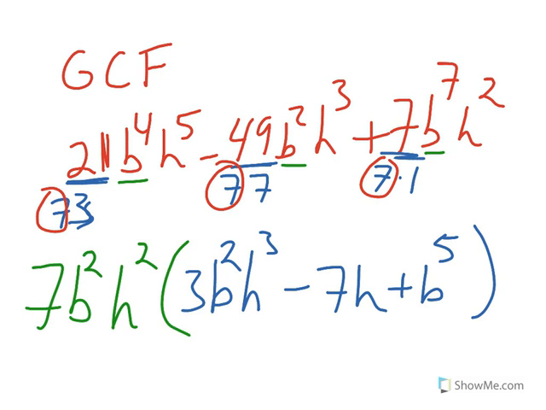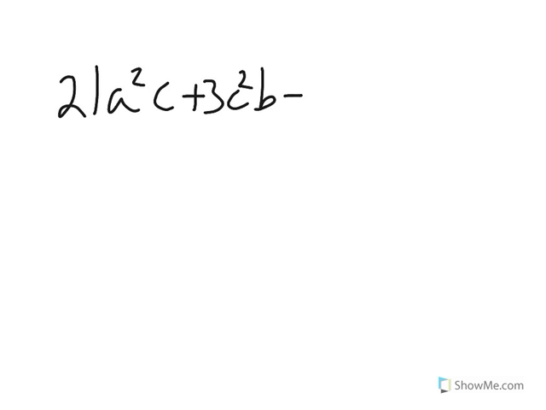So I'm going to put a problem up. Y'all are going to do it. And then I'll write down the answer. So 21 a squared c plus 3c squared b minus 15 abc minus 6ac squared. Alright, pause it. I want y'all to do it and go from there.